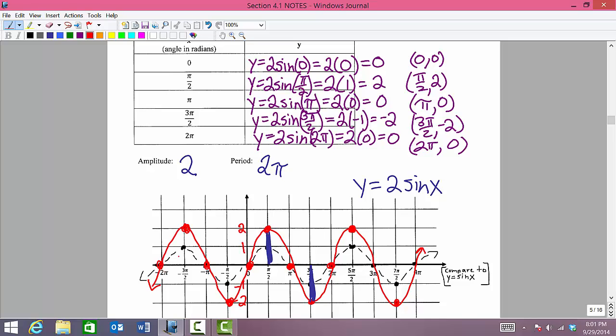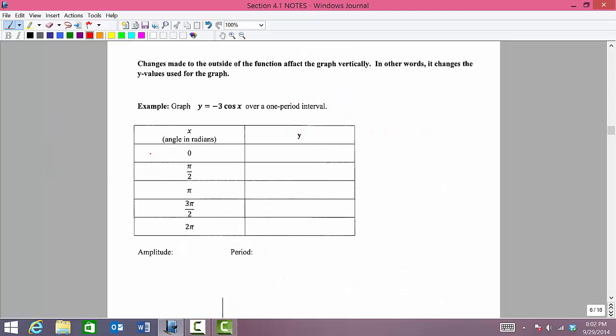So changing the amplitude of our graph, changing the value that's being multiplied on the outside of our function, stretches our graph and changes the amplitude of the original basic shape. We would see that changes that are made to the outside of the function will affect our graph vertically. So they will either vertically stretch our graph or vertically shrink our graph. In other words, it changes the y values that are used for the graph.